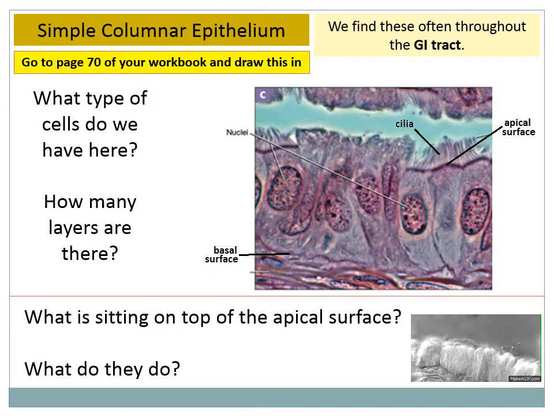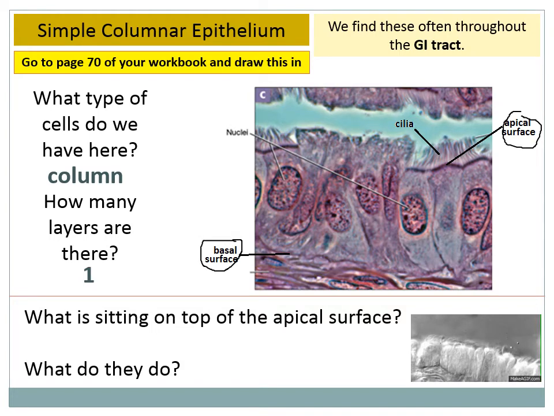Next, we have another picture here looking at, again, our apical versus our basal surface. What type of cells do we have here? Yeah, they sure look like columns, right? So these are columns. How many layers do we have here? Yeah, just one again, right? So simple because there's only one layer, and they're columns, so this is simple columnar epithelium. So hopefully that makes sense there.